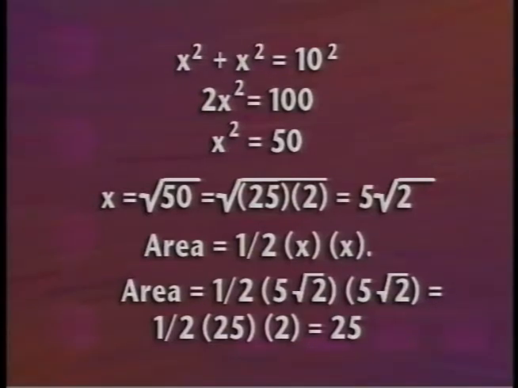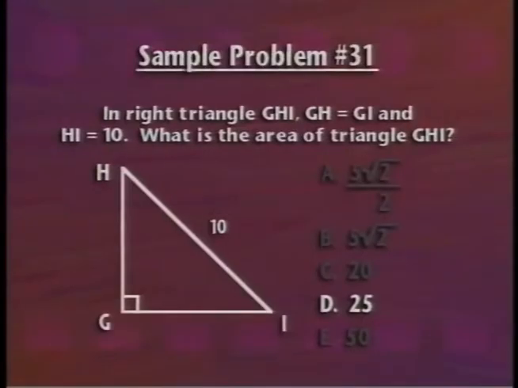However, we're not finished yet. Don't answer B. We still have to find the area of this right triangle. We need the formula area equals 1/2 base times height, which in the special case is area equals 1/2 x times x. Area equals 1/2 times 5 times the square root of 2 times 5 times the square root of 2, which equals 1/2 times 25 times 2, which equals 25. Answer D.